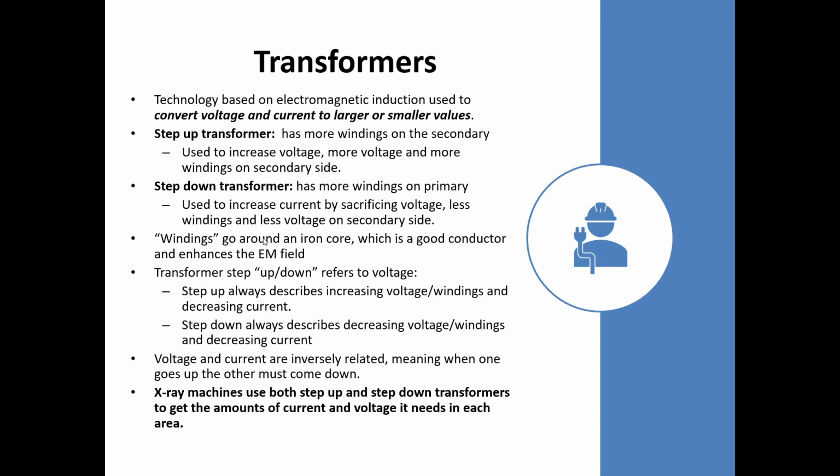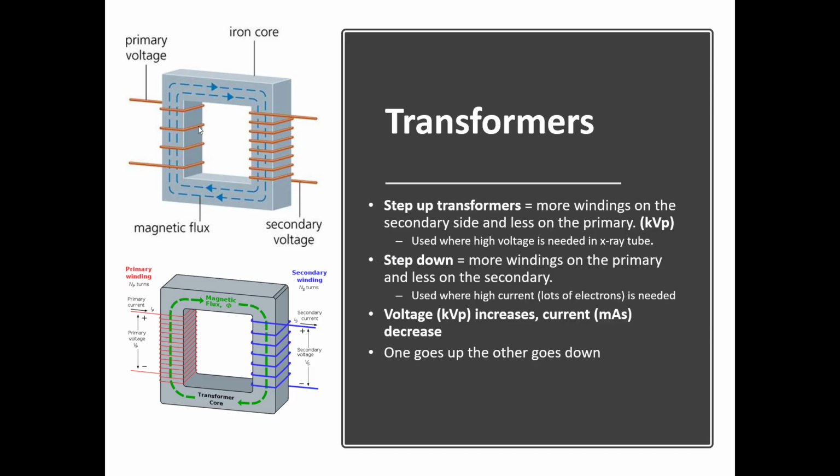So when we talk about windings, they go around an iron core. Iron core is a great conductor, and it enhances the electromagnetic field around them. So we have these windings where we take our primary side wire. This is our 220 volts coming into the X-ray machine, and we wrap them around part of this transformer, and there's windings around this. So you can see this wire comes in, wraps around again, and goes back to where it came from. And then we have a primary and a secondary side. This would be a step-up transformer.